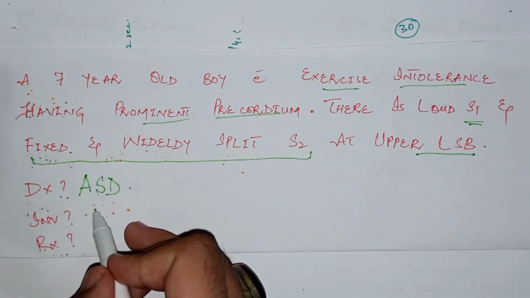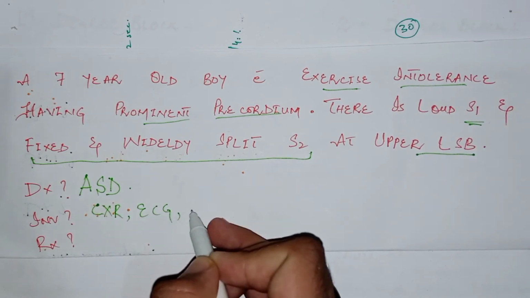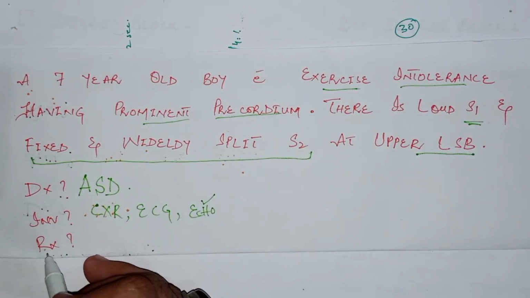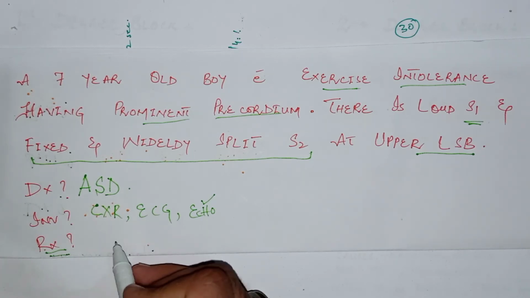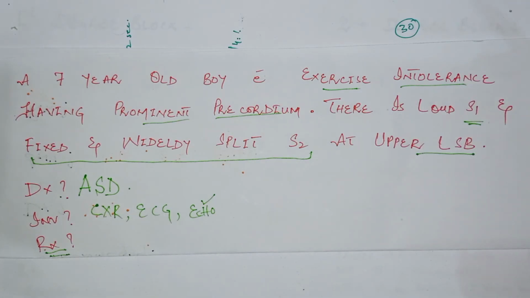The investigations in this case are chest X-ray, ECG, and echo. The definitive test is the echocardiogram. And for management, no medical management is necessary, but in the septum primum defect, endocarditis prophylaxis is needed. Otherwise there is no medical treatment; surgical correction is the only option in these patients. So this was the whole lecture about atrial septal defect.